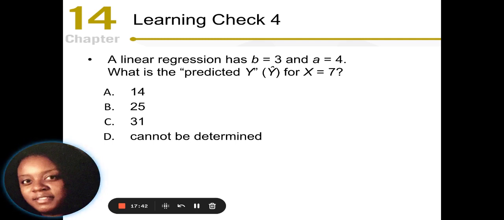So let's go ahead and do another learning check. A linear regression has B equals 3 and A equals 4. What is the predicted Y if X equals 7? Give you a few moments to think about this. And the correct answer is B.